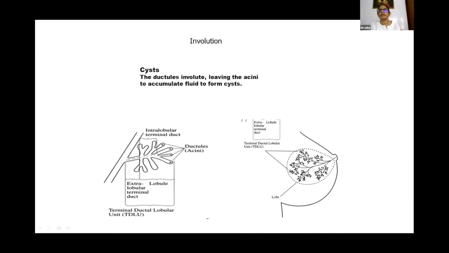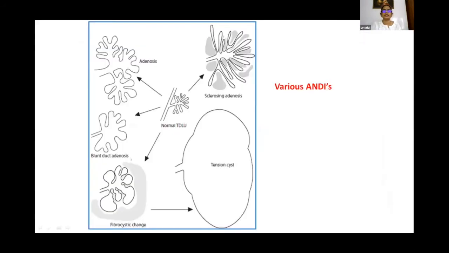That keeps distending, and as it keeps distending, it forms these fibrocystic changes, and when there is a sudden accumulation of a lot of fluid, it forms a tension cyst. These changes, like adenosis, blind duct adenosis, sclerosing adenosis, what we call fibroadenosis or fibrocystic change, occur in the younger age group, and these are all a group of aberrations called ANDI. And this happens in the older age group too, the fibrocystic change and the big large cyst.